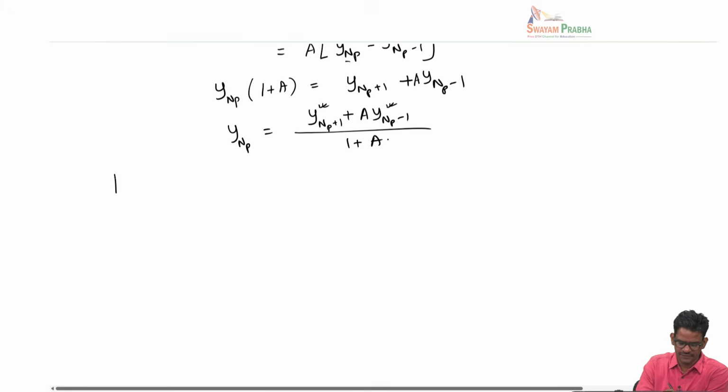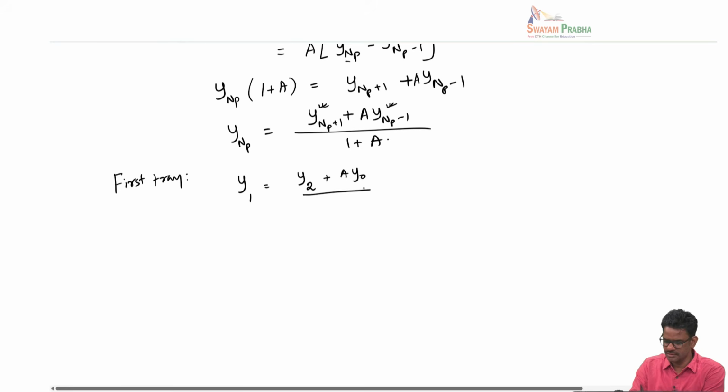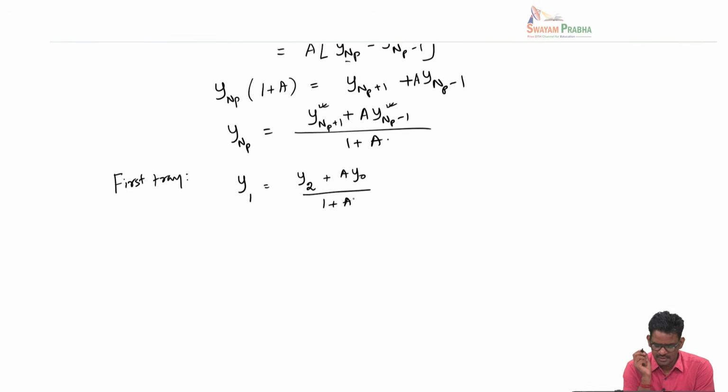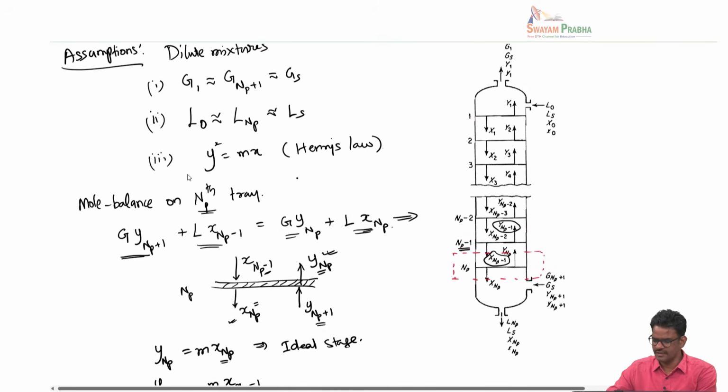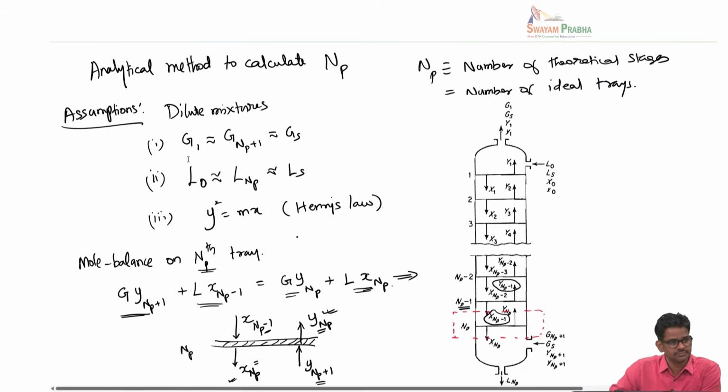or you can say for the first tray, so you will see that Y1 is equal to Y2 plus A Y0 by 1 plus A. Okay, if I substitute for NP equal to 1, I will get this. But the problem is, if you look at this graph, we don't have anything called Y0. The smallest is Y1, that is the outgoing stream. Okay, so what does Y0 mean here?